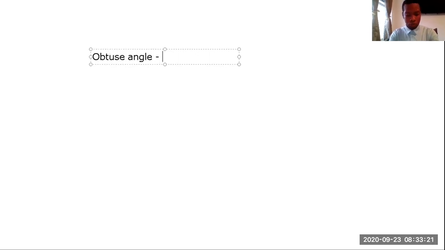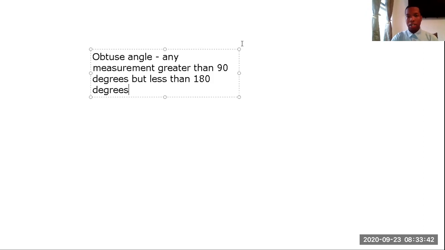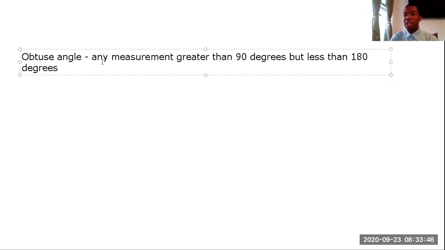One of them is called an obtuse angle. An obtuse angle is any measurement greater than 90 degrees but less than 180 degrees. So if we do a measurement and the angle is between 90 and 180, then we could say it's an obtuse angle.